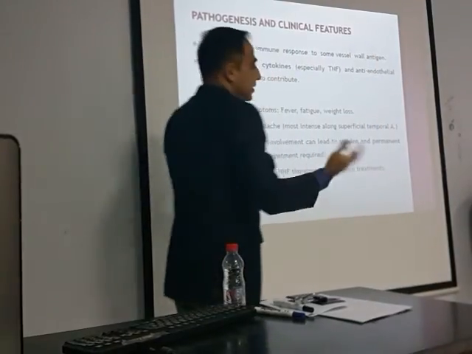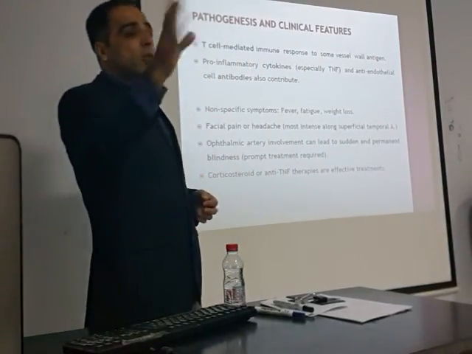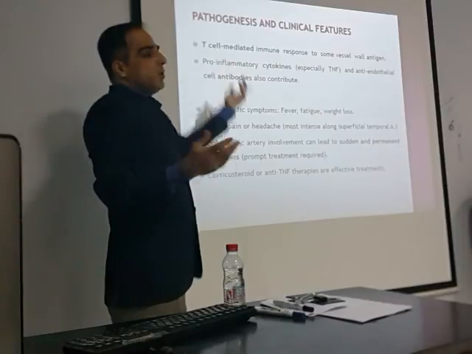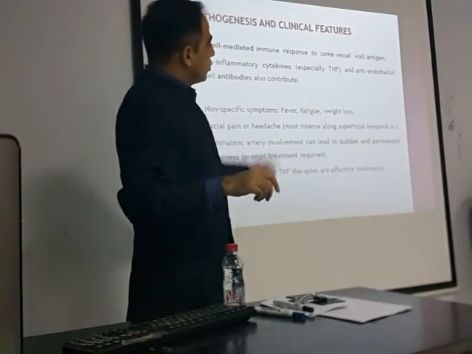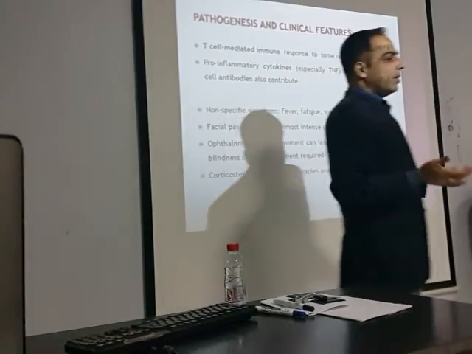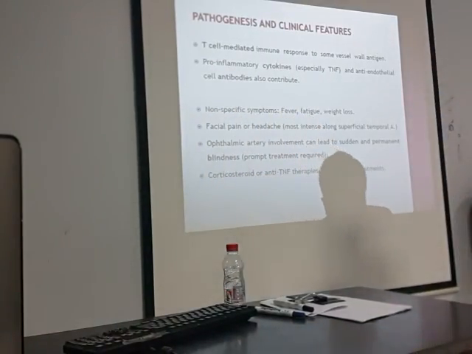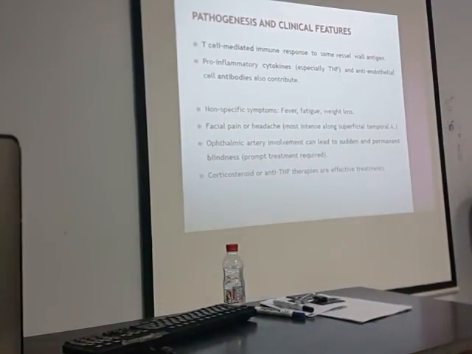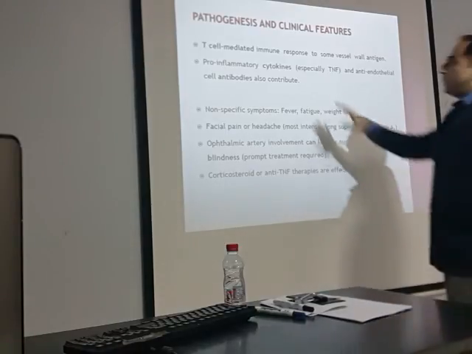T cells, once they react against a vessel wall antigen, will cause the formation of cytokines. These cytokines are also involved because T cells cannot act directly; they have to form cytokines like tumor necrosis factor. And sometimes you will find anti-endothelial cell antibodies. But the predominant mode of involvement is T cell mediated. So this is the pathogenesis.